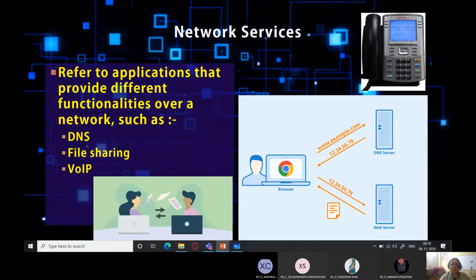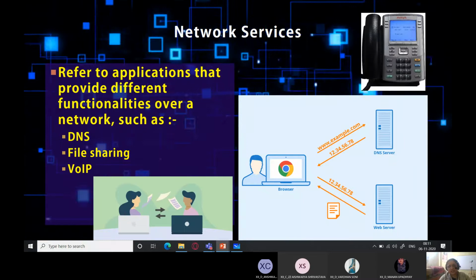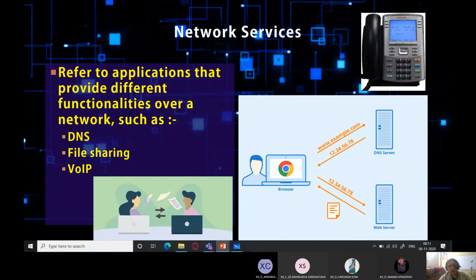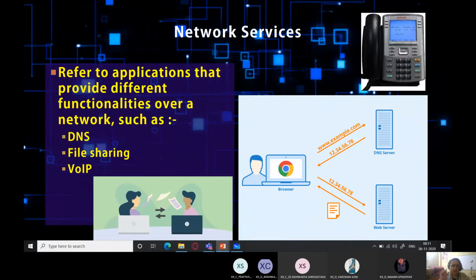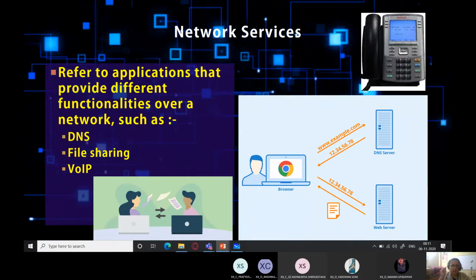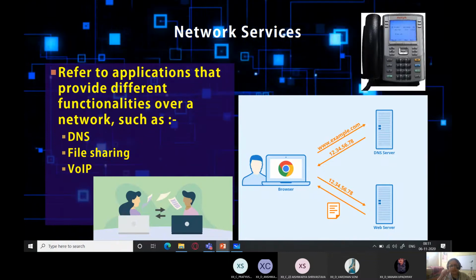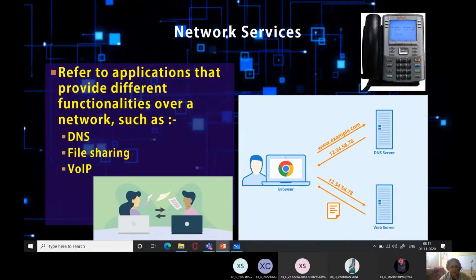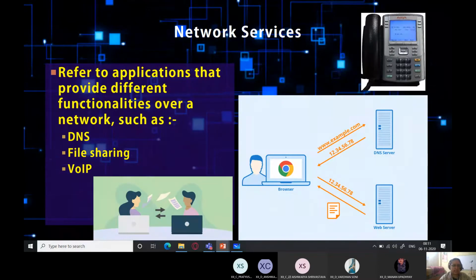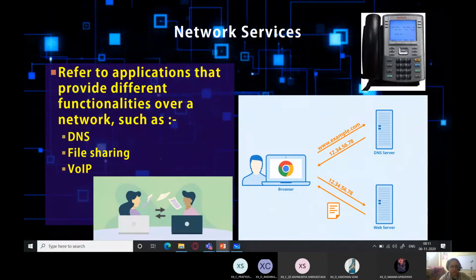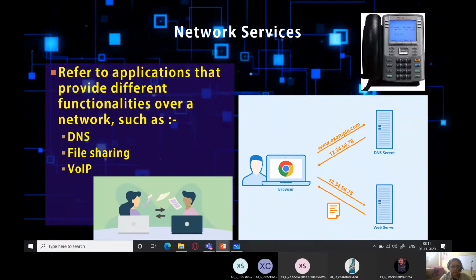So what happens is there are DNS servers, domain name system servers, which contain a database of URLs and their corresponding IP addresses. So whenever you type www.rediffmail.com, it will first send the request to a DNS server to get its IP address. It gets the IP address and then sends a request to the actual web server of Rediffmail, from where you will get your email page.